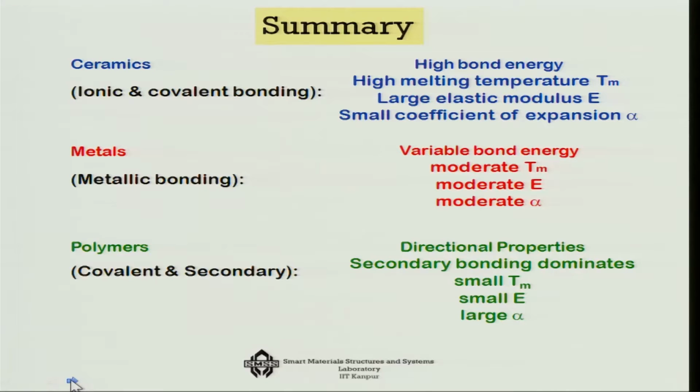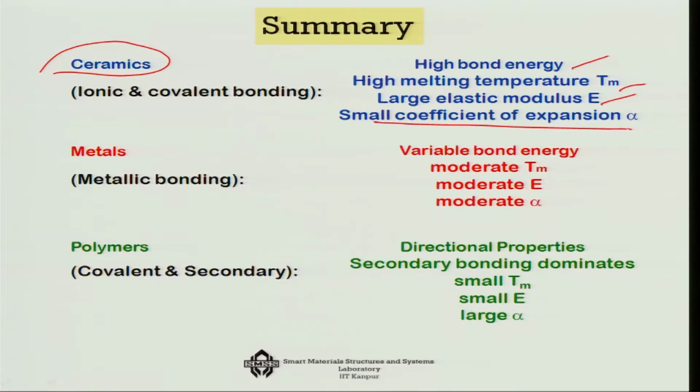So, let us summarize the whole thing now. We have talked about the ionic bonds, and this is particularly for the ceramics, which show ionic and some amount of covalent bonding, and that characterizes the high bond energy, high melting temperature for the ceramics, large elastic modulus, and very small coefficient of expansion.